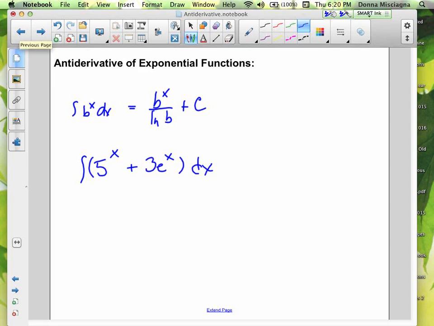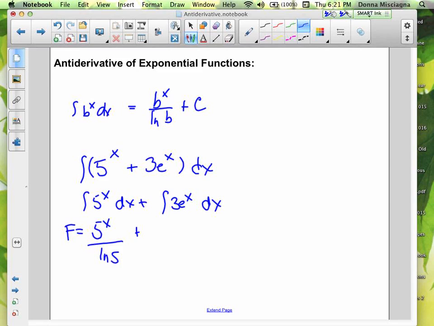So we can integrate 5 to the x dx and integrate the nice pretty 3e to the x dx. So our function, and we'll check this one too. Our function that has 5 to the x as its derivative would be 5 to the x over natural log of 5, plus, and then the integral of 3e to the x would be 3e to the x plus c.